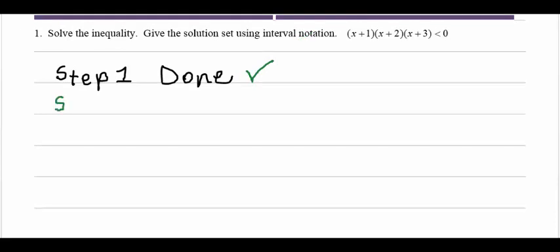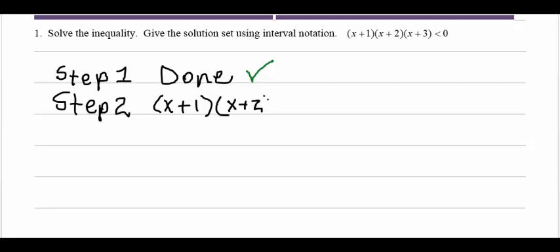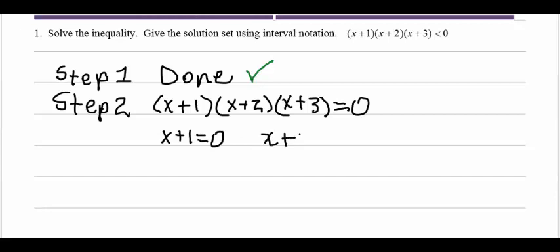Next, I want to solve the inequality where the function is set equal to 0. So the polynomial function is x plus 1 times x plus 2 times x plus 3, and that polynomial function gets set equal to 0. And I'm going to apply the 0 product property 3 times. So x plus 1 is 0, or x plus 2 is 0, or x plus 3 is 0.